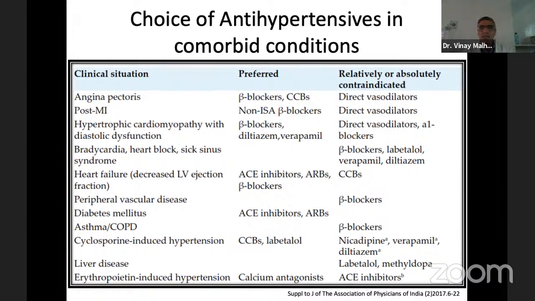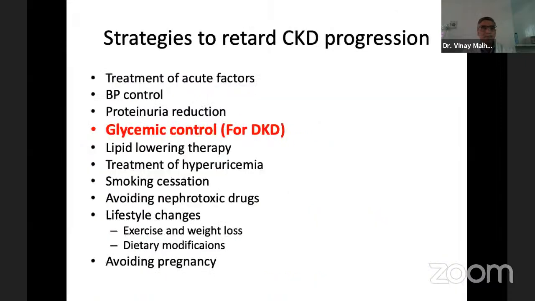Then in our post-transplant patients, because we know these patients are taking CNI or calcineurin inhibitors, and CNI are known to cause vasoconstriction, we prefer calcium channel blockers because calcium channel blockers are vasodilators and they will reduce the CNI-induced hypertension also.